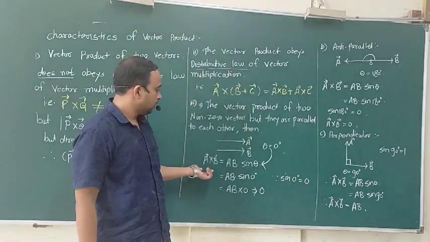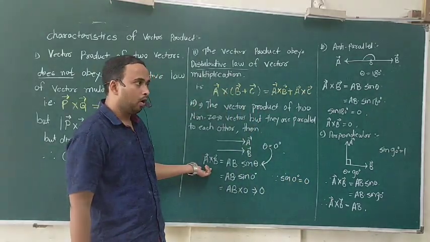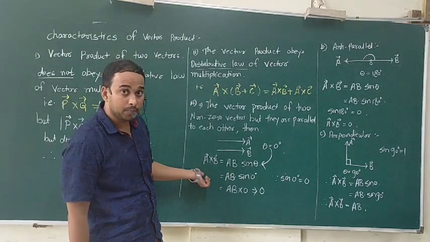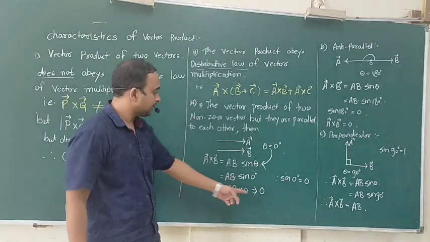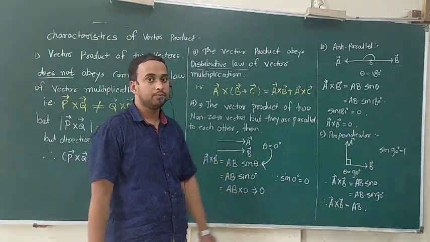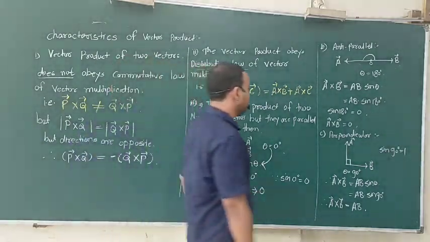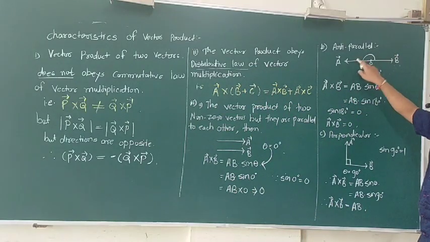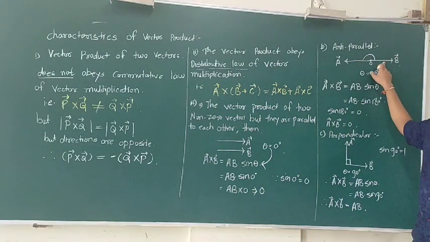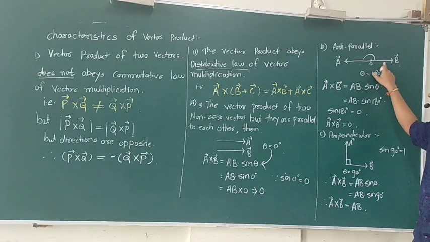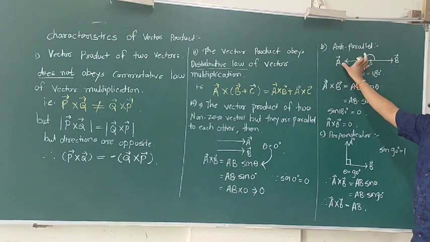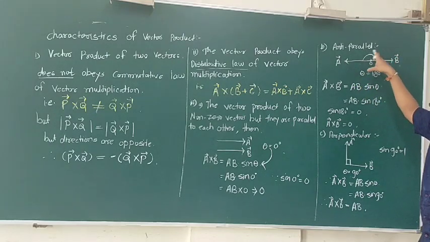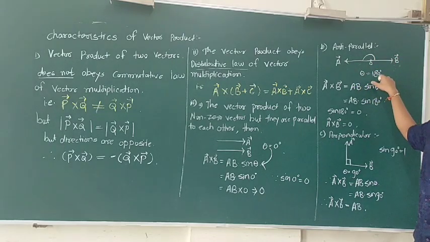So the vector product of two parallel vectors. Next condition: if the two vectors are anti-parallel to each other. Here OA is A bar, and OB is the B bar. The angle between these two vectors is 180 degrees.